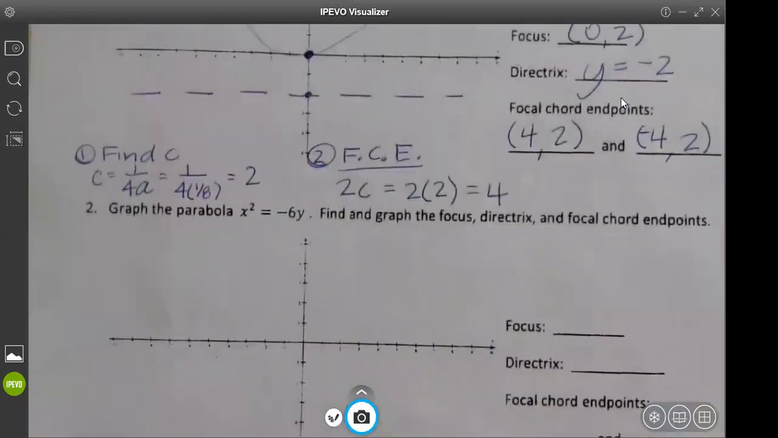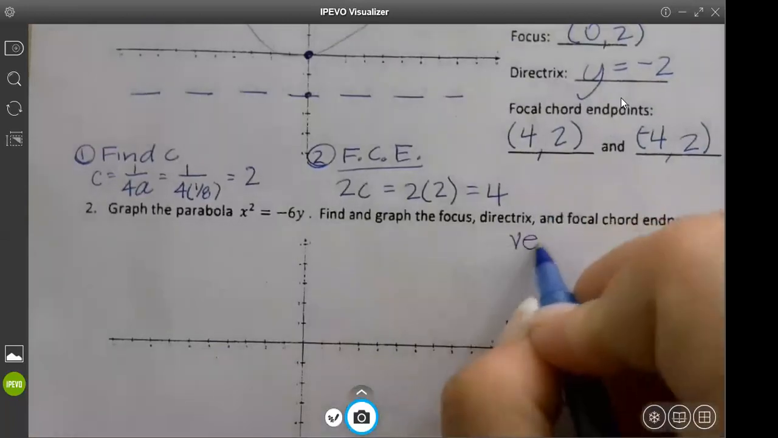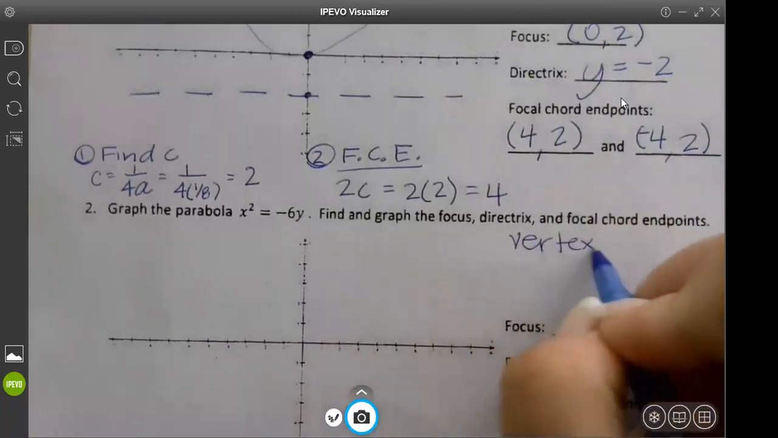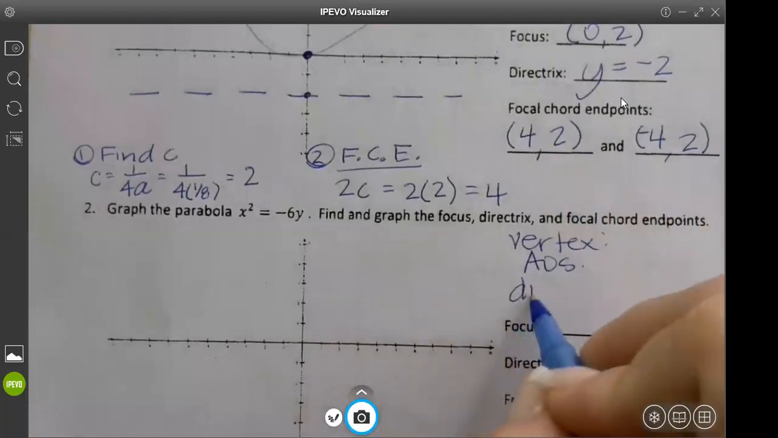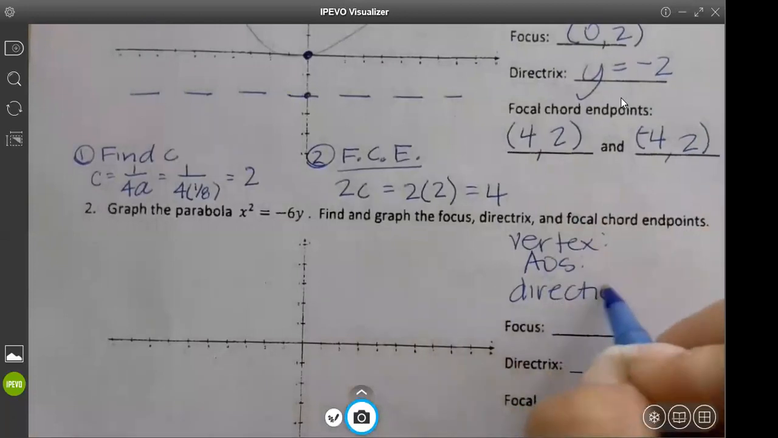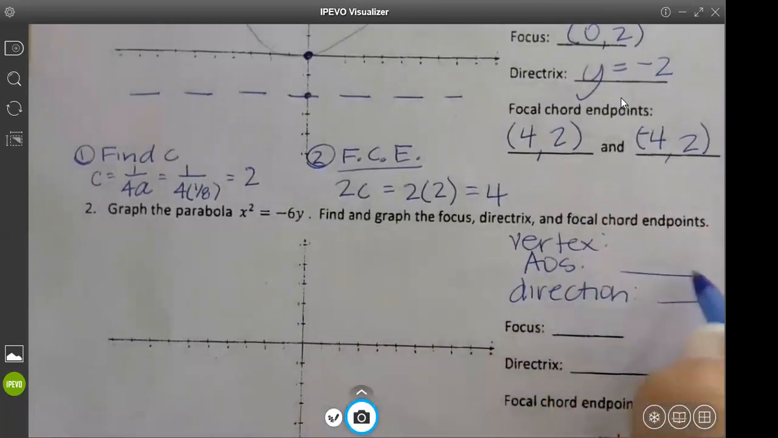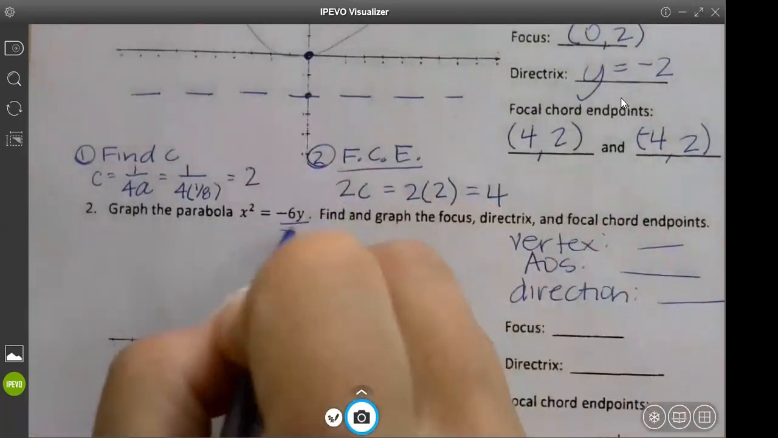All right, so the next one is the exact same thing. It just opens a different way. So remember, we want to find our vertex, our axis of symmetry, just to review those, and the direction. We're going to rewrite this one by dividing by -6.